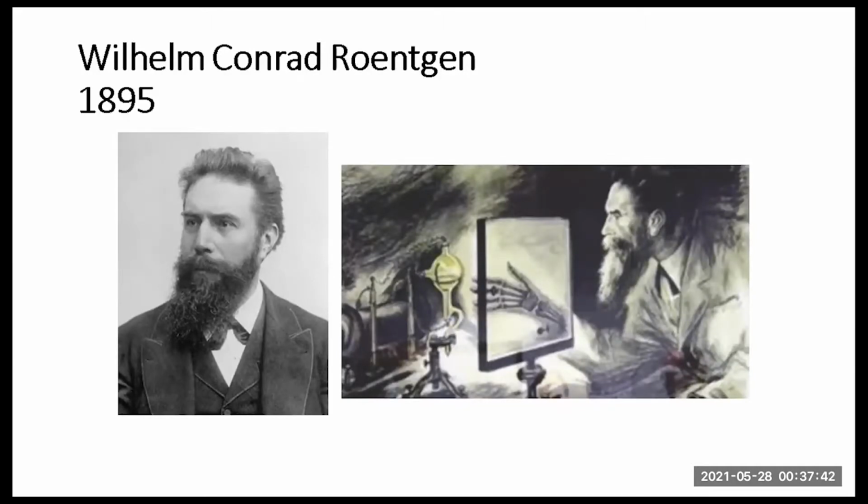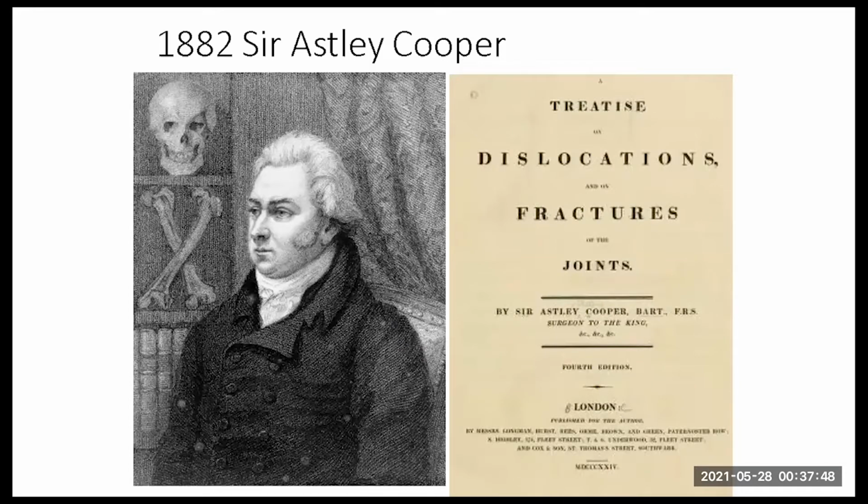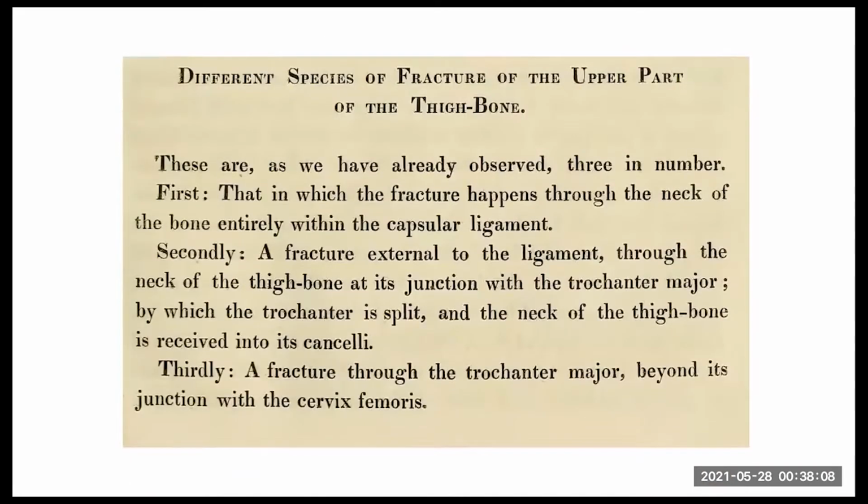X-rays were discovered by Röntgen in 1895. However, these upper end of femur proximal fractures were adequately described before the advent of X-rays. In a famous book by Sir Astley Cooper, he described and divided fractures of the proximal femur into three groups. One is an intracapsular fracture, the other is a basicervical, and the third is a trochanteric fracture.